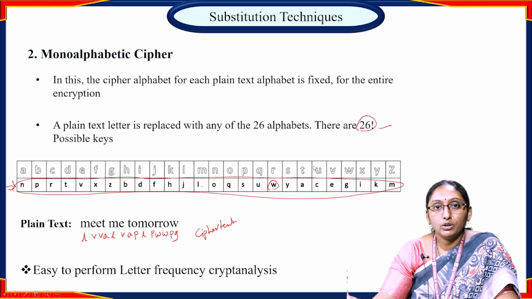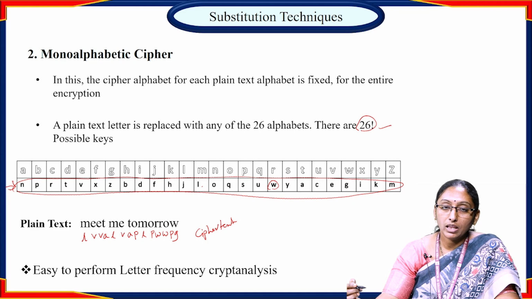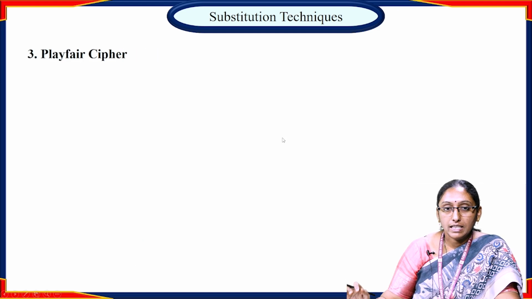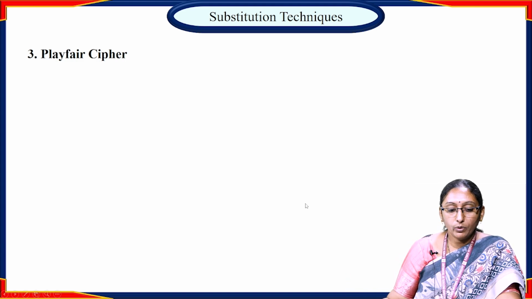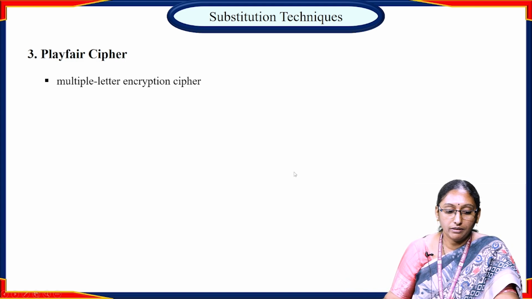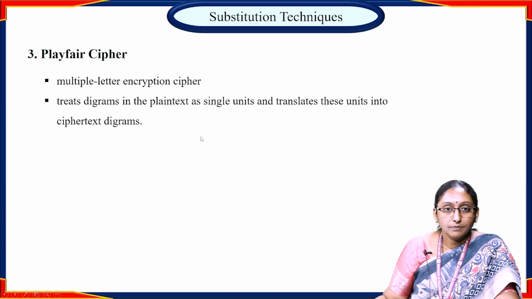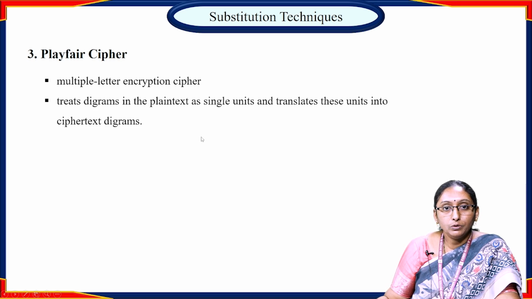So, now we are moving to the next method, called Playfair. Till now we discussed the Caesar cipher and the monoalphabetic cipher, in which we converted letter by letter, a single letter at a time. In the Playfair technique, we can convert two letters at a time. That's why we call it a multi-letter encryption cipher. It divides the given plain text into blocks. Each block contains two letters, which is called a digram. It considers the digram as one unit and converts it at a time.